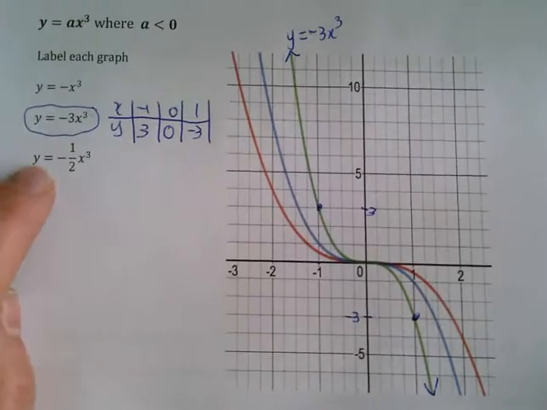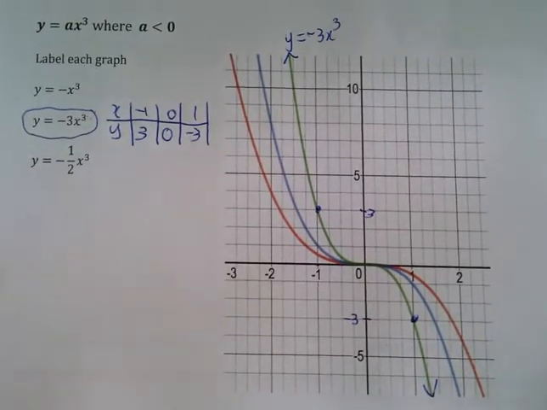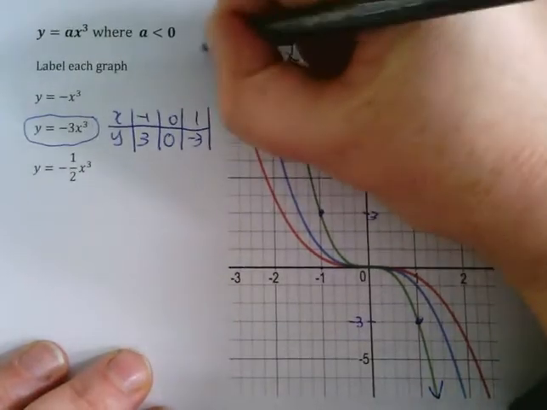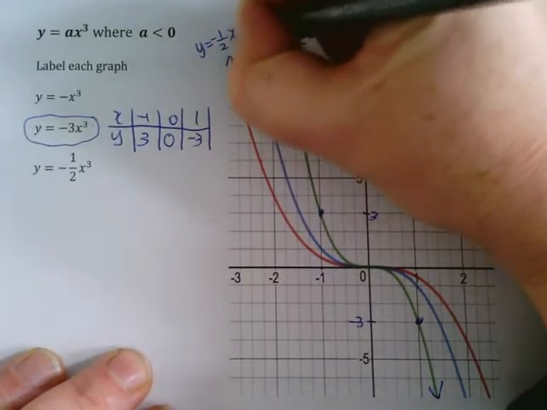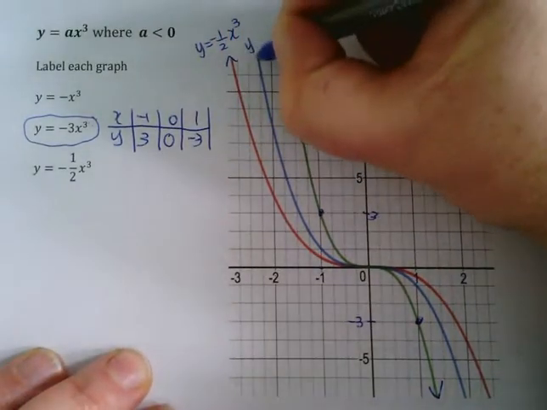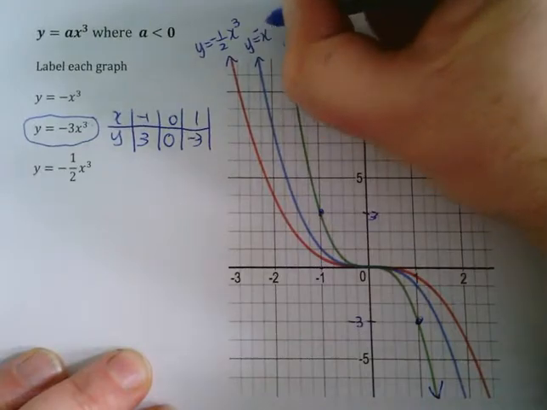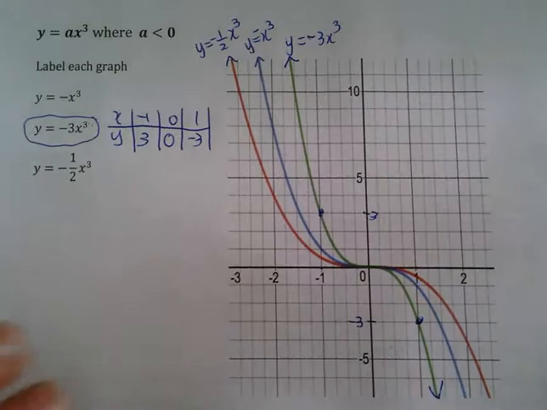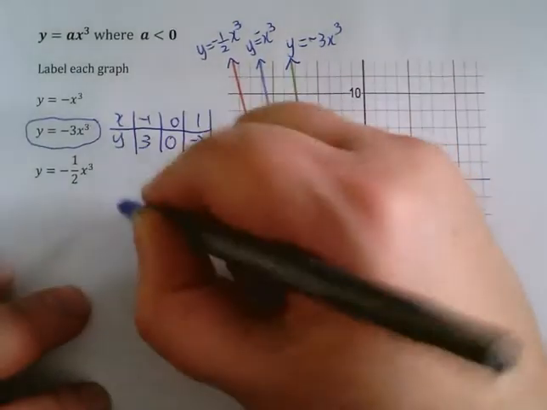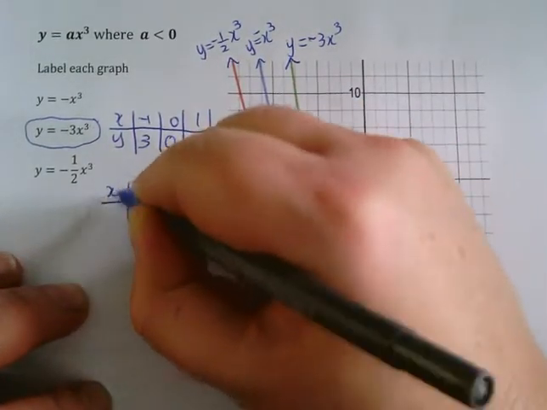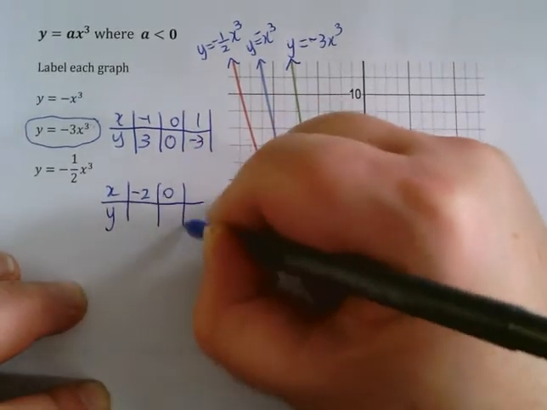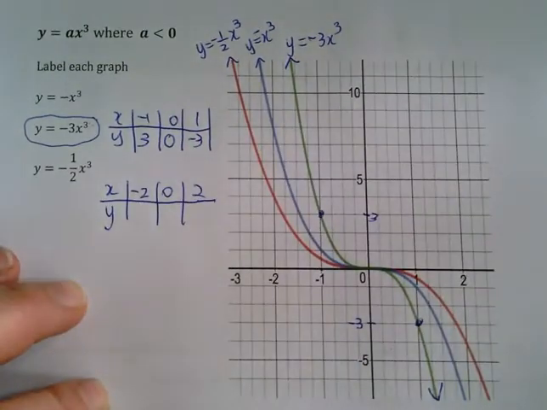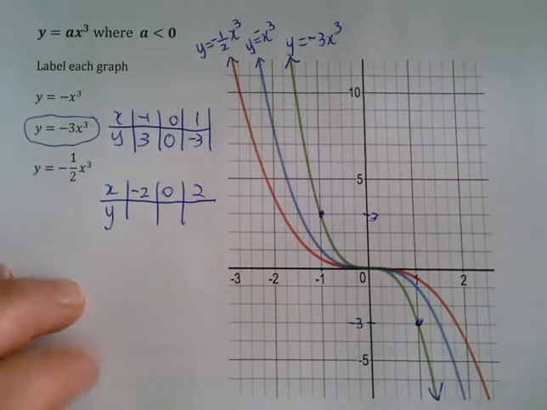Which one do you think negative a half x cubed is? It's the flattest. It's the red one. y equals negative a half x cubed. And the middle one should be y equals negative x cubed. There's a negative there. Now, let's just check with the negative half one. And I'm going to do negative 2, 0, and 2. Otherwise, I'll get halves, and I don't want to get halves in my answer.